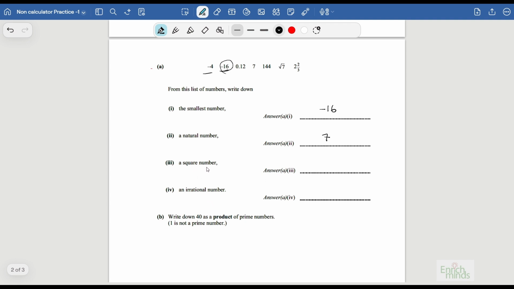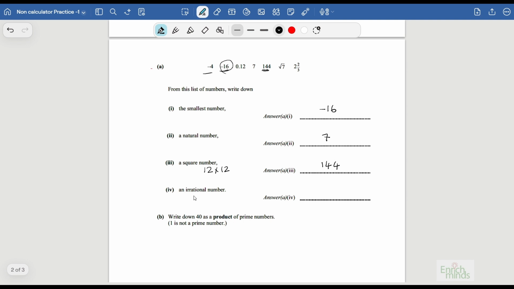A square number. A square number is the answer when you multiply a number by itself. Like 2 times 2 gives you 4. 4 is a square number. So from this list, which of them is a square number? 144 you get by multiplying 12 times 12. 12 times 12 gives you 144. So 144 is a square number.